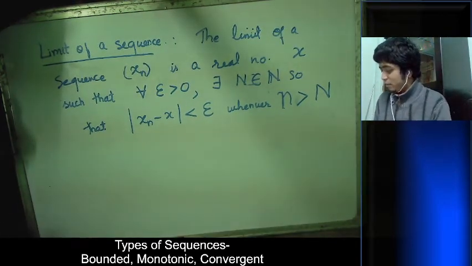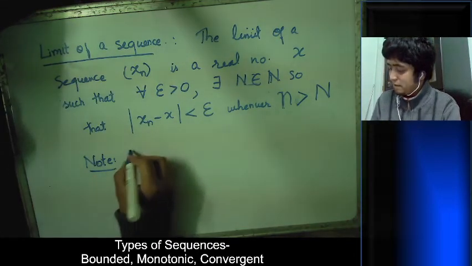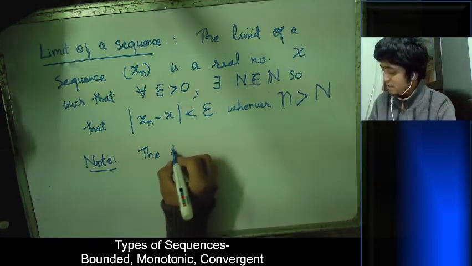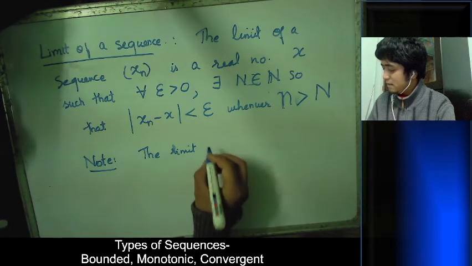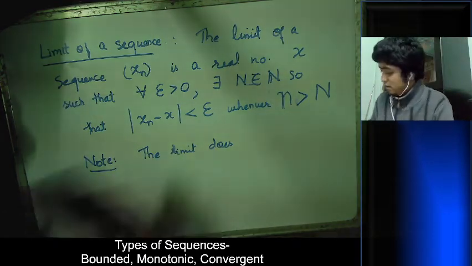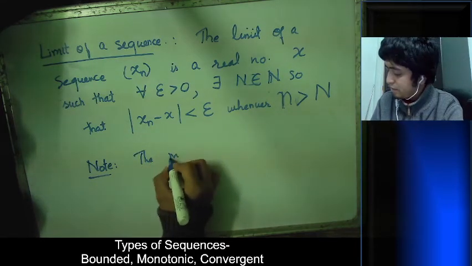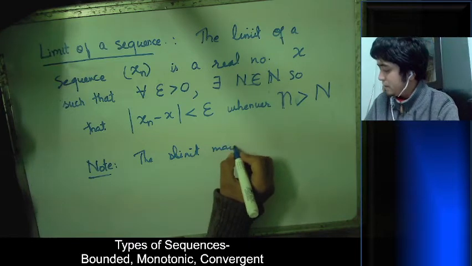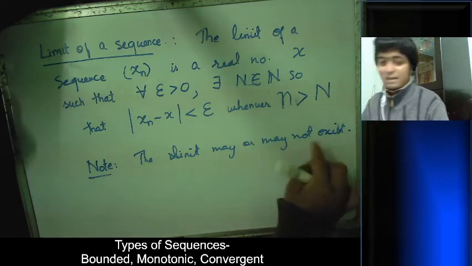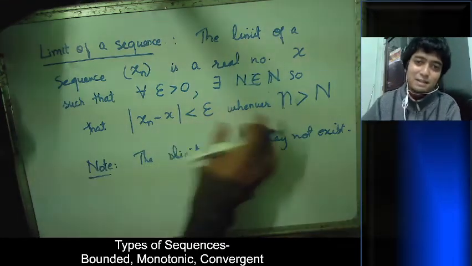About the limit, if it exists, there exists a real number x. The limit may or may not exist. I will write it in that way, may or may not exist. But if it does exist, it will be a real number that satisfies all of these conditions.